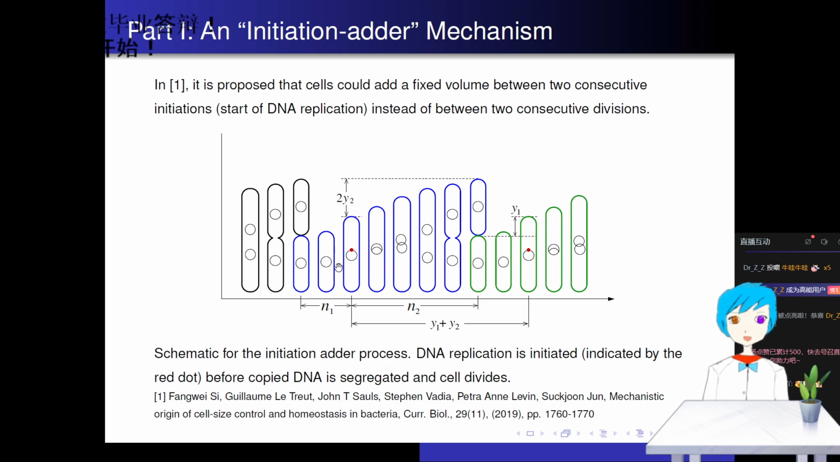We can see that after initiation, the cell gains the added volume 2y2. If the division event is symmetric, then each daughter cell gets the added volume y2, and from the division event to the initiation event, one of the daughter cells gains a volume y1. So here y1 plus y2 tends to be a constant under the initiation adder mechanism.